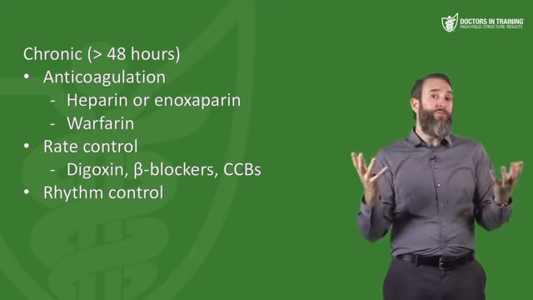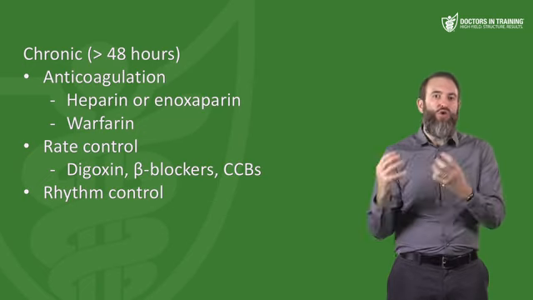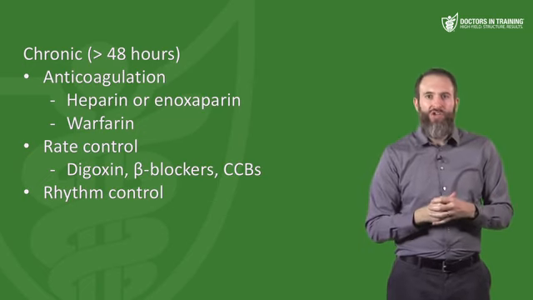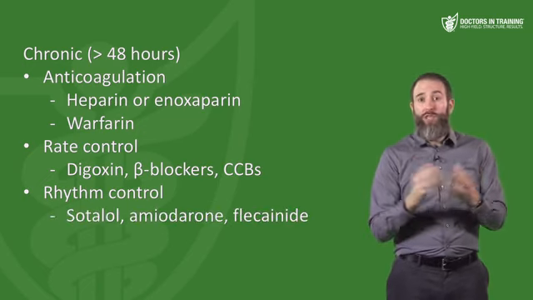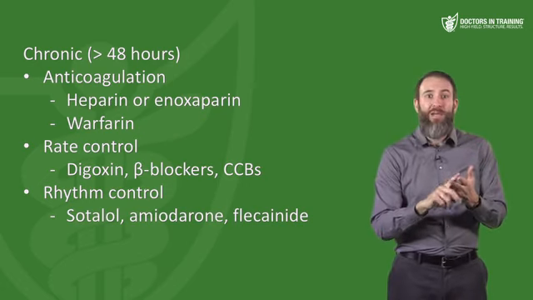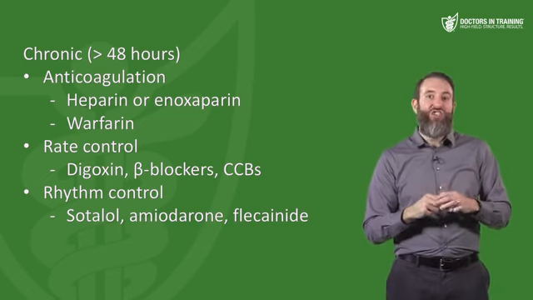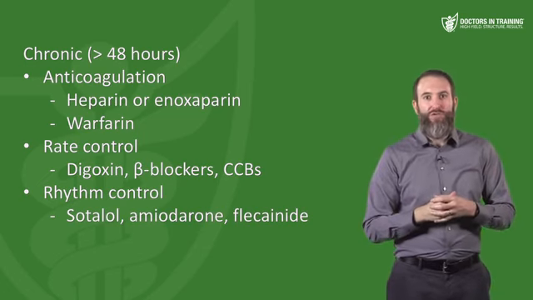Now, with rhythm control, you're trying to actually bring that atrial fibrillation back into normal sinus rhythm. Now, what drugs are used most often here? We use antiarrhythmics. We use sotalol. We use amiodarone. Those are big ones. These are potassium channel blockers. Flecainide is a sodium channel blocker that's also used quite often.